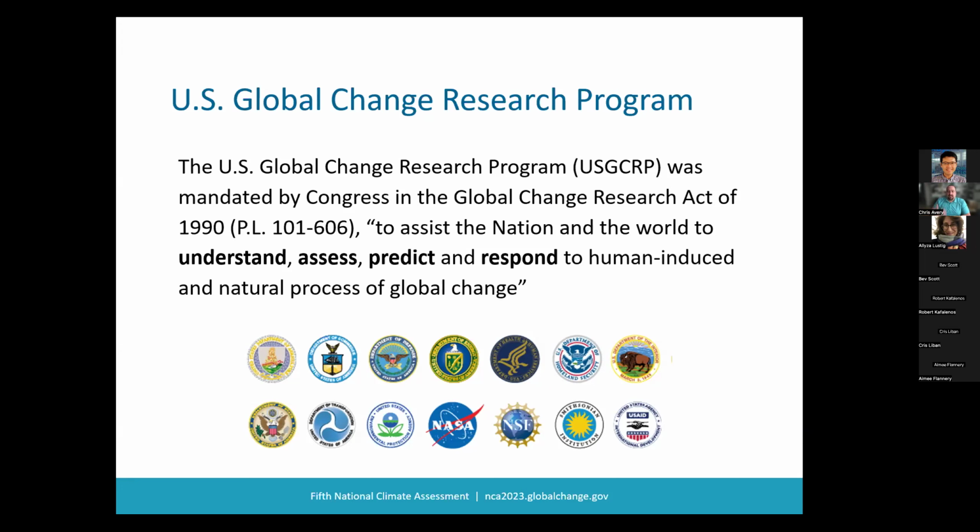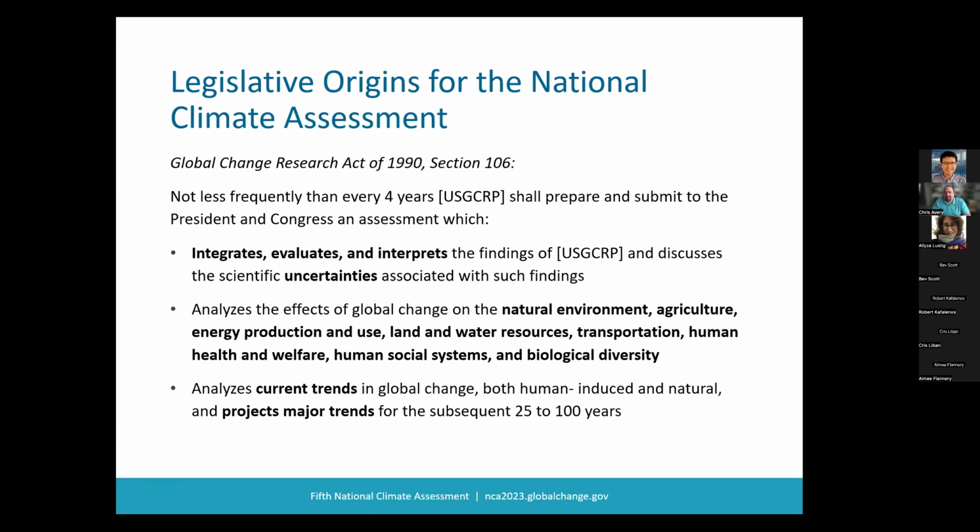The same law that established the program also mandates a periodic scientific assessment known as the National Climate Assessment, or the NCA. The NCA is a quadrennial report that analyzes the effects of global change on several sectors: the natural environment, agriculture, energy, land and water resources, transportation, human health, social systems, and biodiversity. USGCRP is charged with assessing current trends as well as projections for the next 25 to 100 years.